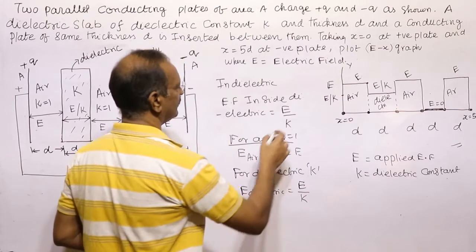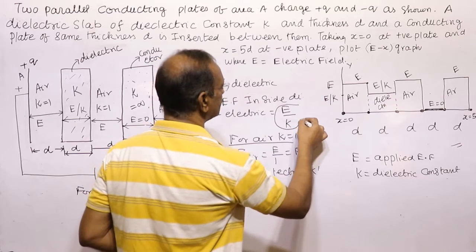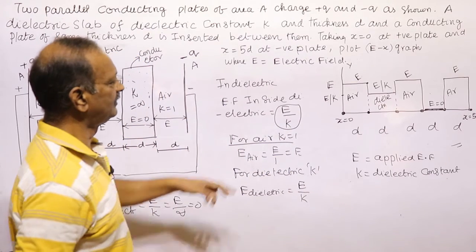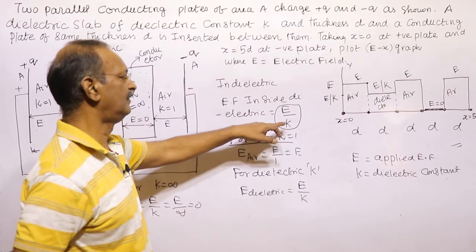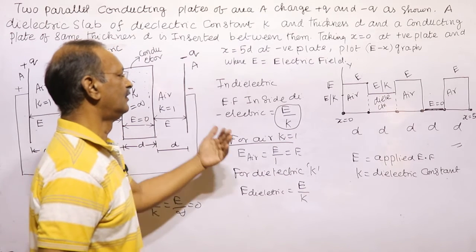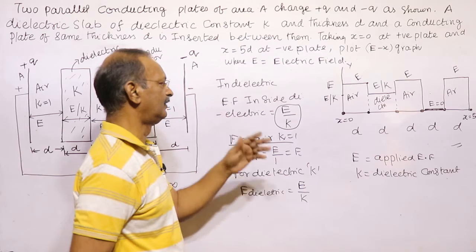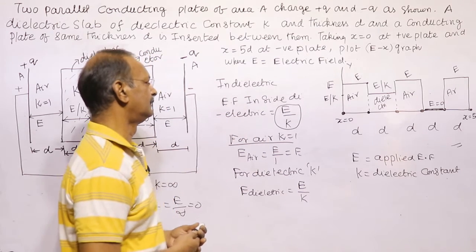This is the thing we have to remember very much. Inside the dielectric, the electric field is equal to the applied electric field divided by the dielectric constant. So put the value of the dielectric constant, and you get the value of the electric field inside the dielectric.